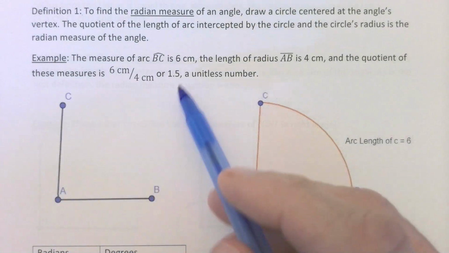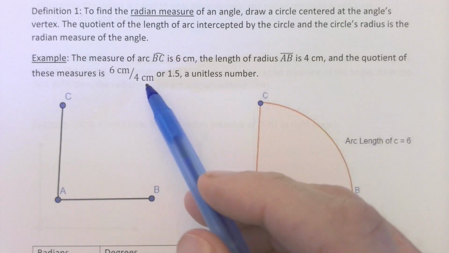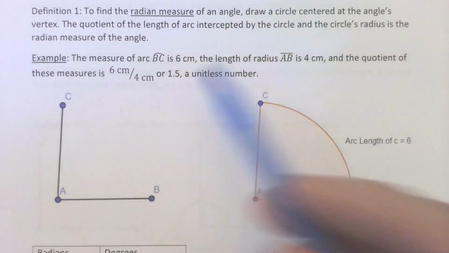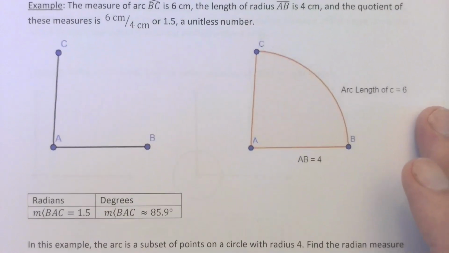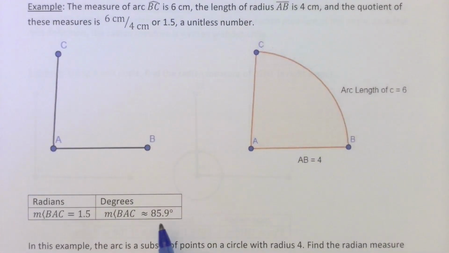And 6 divided by 4 is 1.5. Notice that the centimeters cancel, so the 1.5 doesn't have any units. When you're talking about these things, you're welcome to say it's an angle of 1.5 radians. But commonly when you write this down, you don't need to put units there at all. So this angle, measured in degrees, is about 86 degrees, and you definitely need this little symbol here. But when we talk about this measurement in radians, we can just write 1.5.